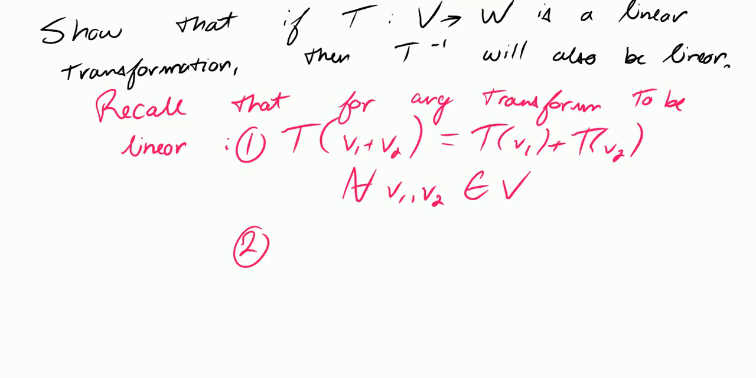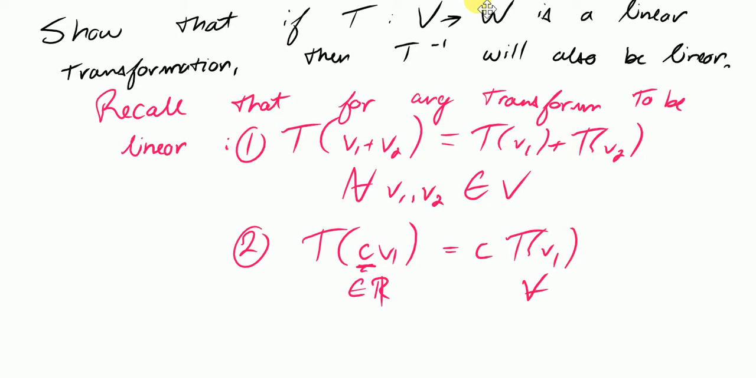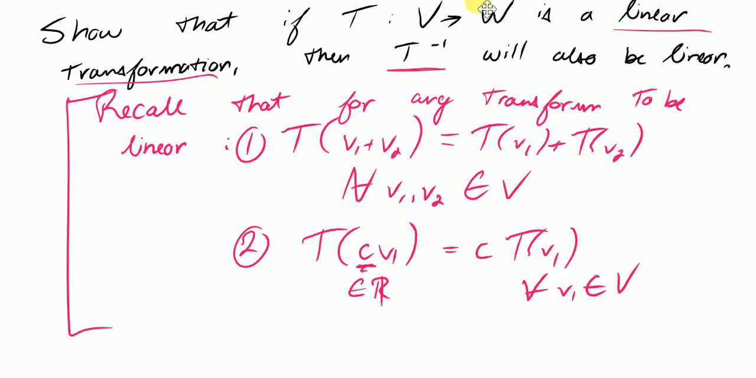Then my second condition is that T of C V1, where C is a scalar, so it belongs to R, is equal to C times T V1 for all V1 belongs to V. So this is how you determine if something is linear or not, right? Okay, so now I want to show that T inverse is linear, and what's important here is that we're given that T is a linear transformation.